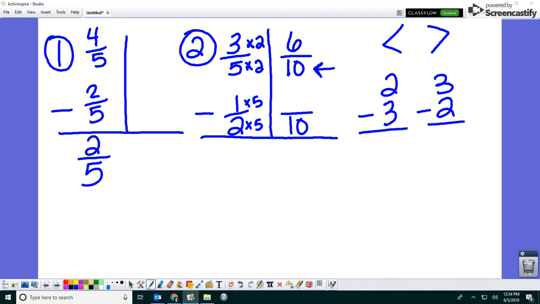So I've got 6/10 minus 5/10. Now my denominators are the same, so I can just do 6 minus 5 is 1. That's going to give me a total of 1/10 as a difference.